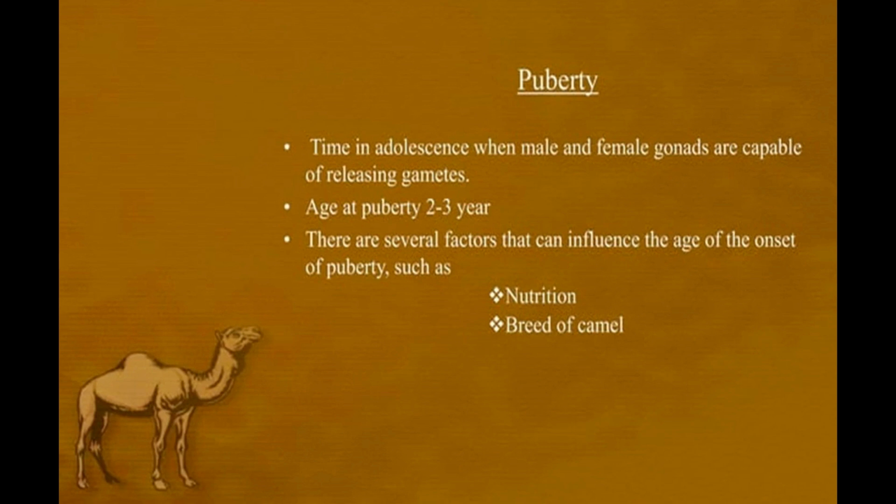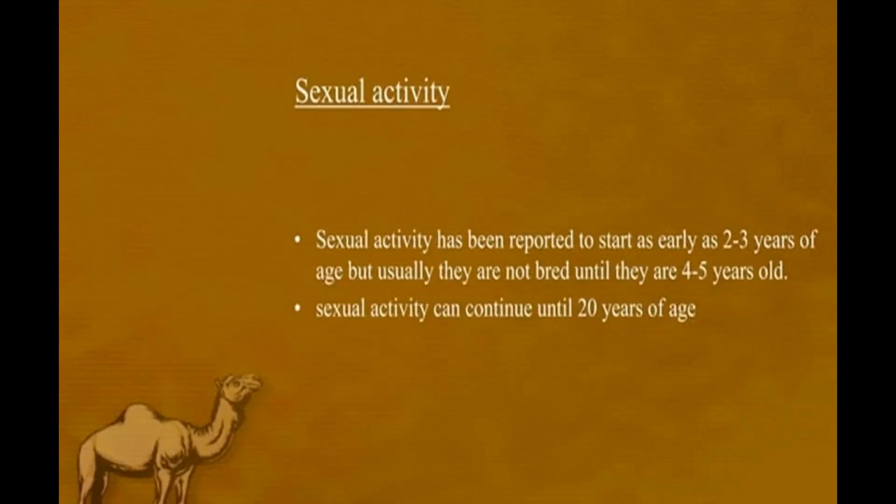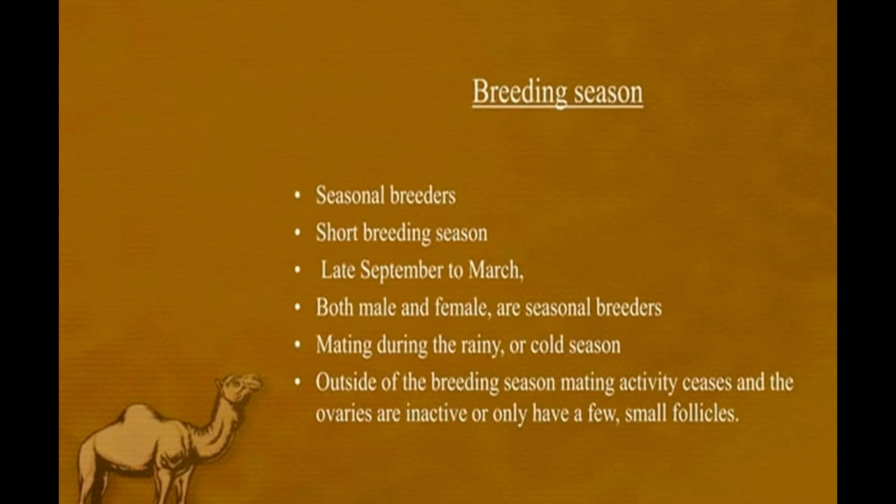That age range is 2 to 3 years. Several factors can influence the age of onset of puberty, such as nutrition and the breed of the camel. Sexual activity has been reported to start as early as 2 to 3 years of age. Again, this is only the age of sexual activity, not the breeding age. Breeding age ranges from 4 to 5 years old, and sexual activity can continue until 20 years of age.